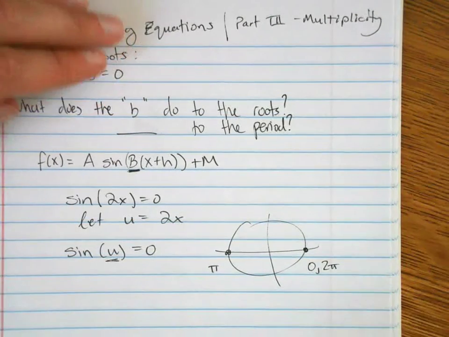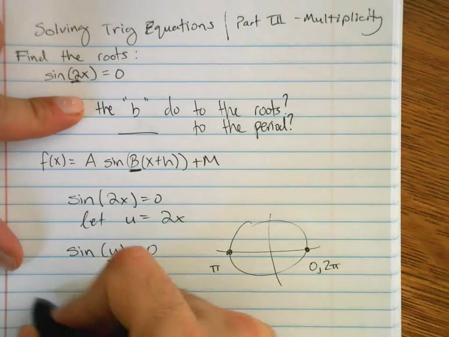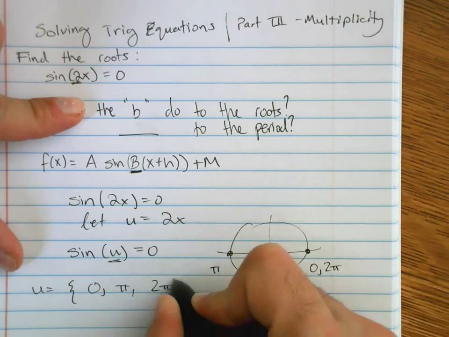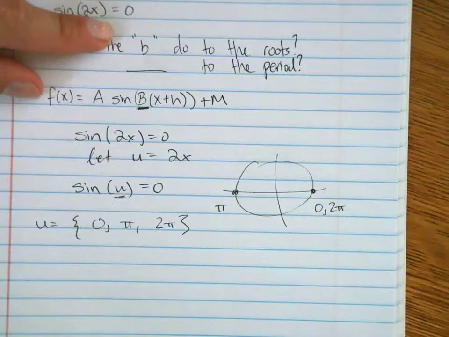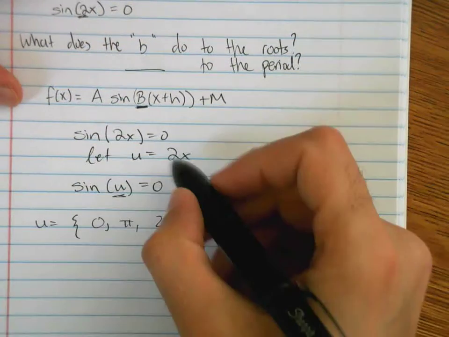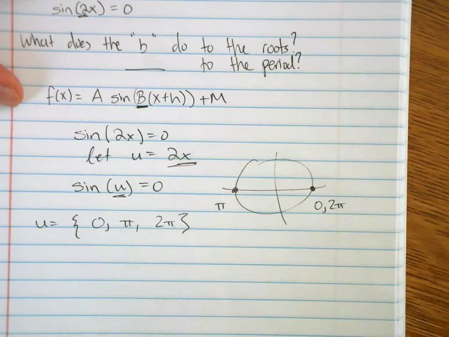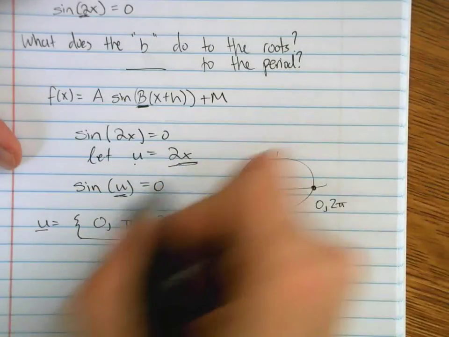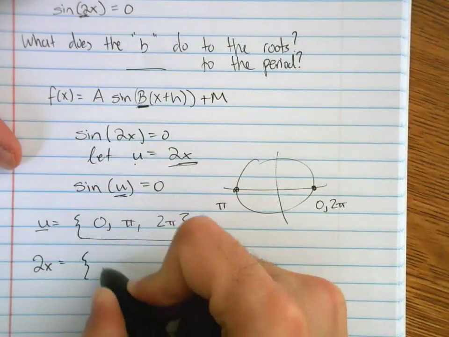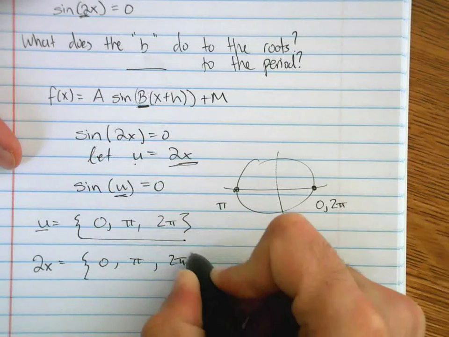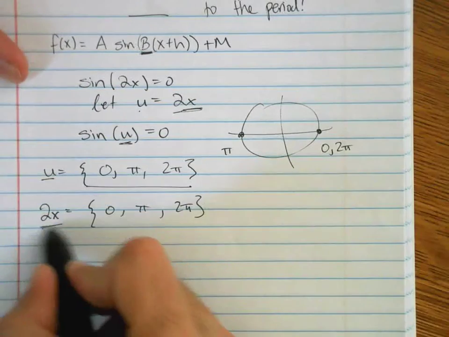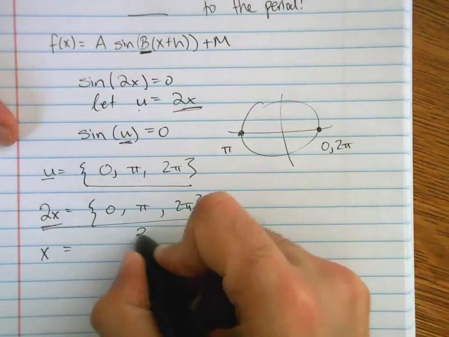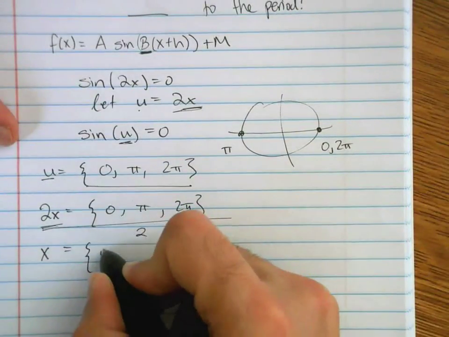We're saying that the solutions for u are 0, pi, and 2 pi. But we're not solving for u, we're solving for x. So if u equals this stuff, then that means that 2x equals this stuff. And how do I isolate for x? Exactly right, I divide by 2. So then I know that x is 0, pi over 2, and pi.